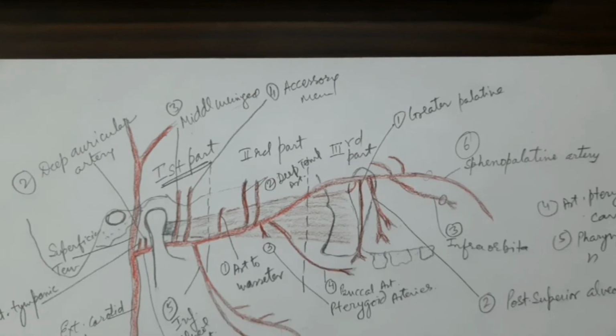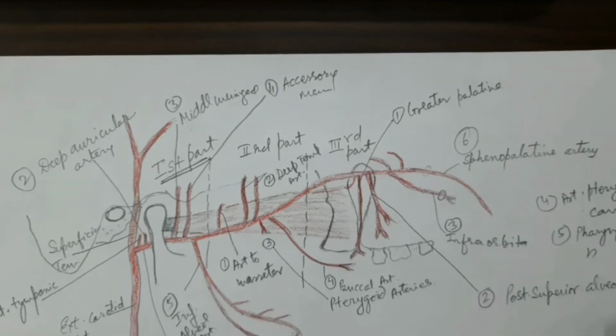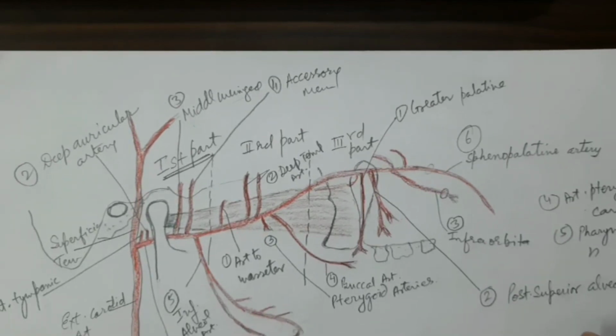So this completes the course of the maxillary artery, its division into three parts, the branches taking origin from each part, the distribution of each branch of the maxillary artery, and then the applied importance in relation to the middle meningeal artery. This completes the video.